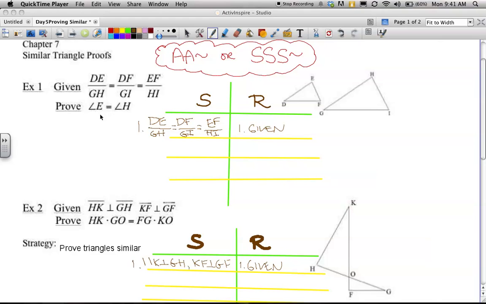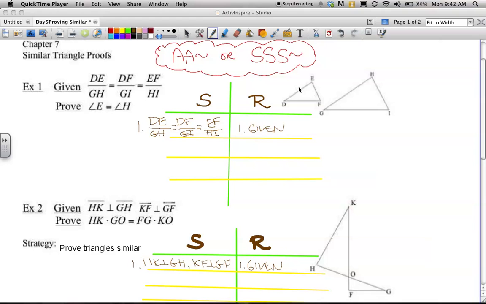Similar triangle proofs. Yesterday we were talking about how to show triangles are similar, and the two ways we can show it are either by angle-angle similarity or side-side-side similarity. Given these two new geometric properties, let's go ahead and prove some two-column proofs.